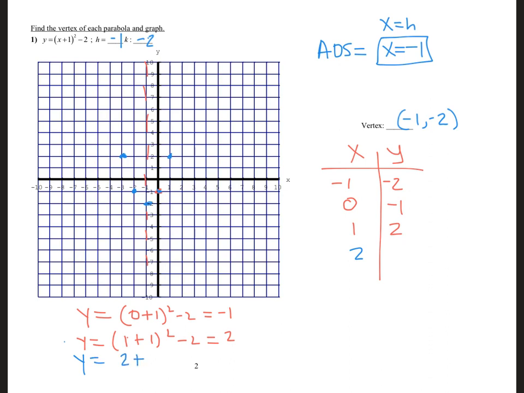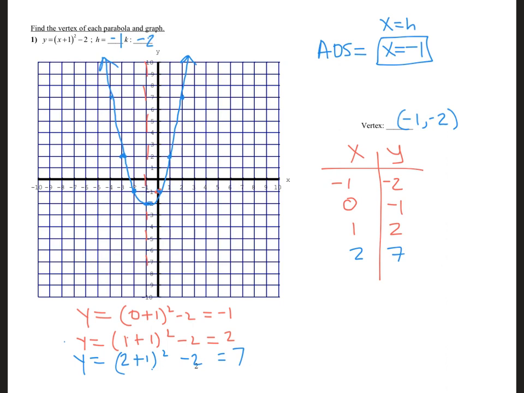2 plus 1 squared minus 2, and we get 7 because that's 3. So we get 7. So this is 2, 7. So 2, 7 is going to be up there. 1, 2, 3. 1, 2, 3. Just to make sure you have a smoother graph. So we connect, and that's how to do the graphing.